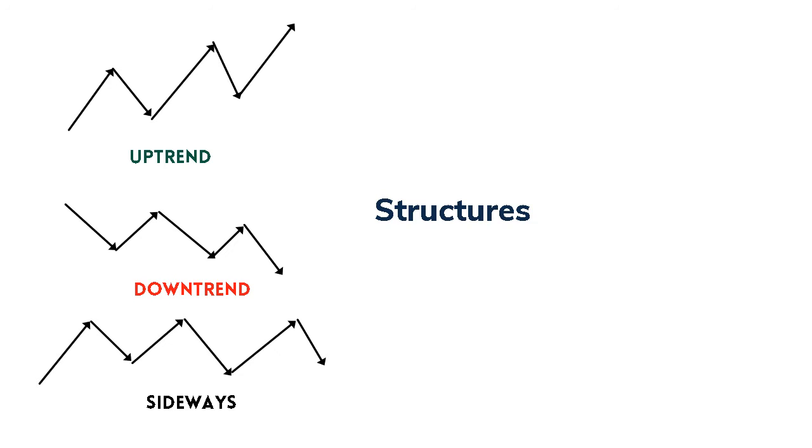As you know, there are three types of structures which we already discussed. In an uptrend, you have a formation of higher highs and higher lows. In a downtrend, you have a formation of lower highs and lower lows, and the same continues. In a sideways structure, the market is in a range and price moves from the top of the structure to the bottom and vice versa.